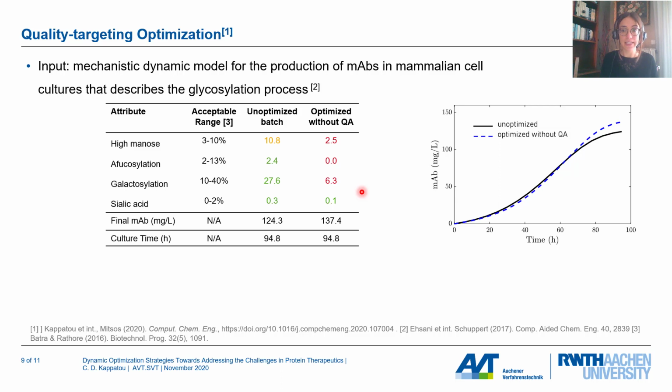So then in the next step, we incorporated these acceptable glycosylation ranges into the problem formulation of our optimization problem, and we performed again the optimization to maximize the final product titer. And by doing so, we see that without having to sacrifice anything in process performance, we now are able to satisfy our desired quality metrics.